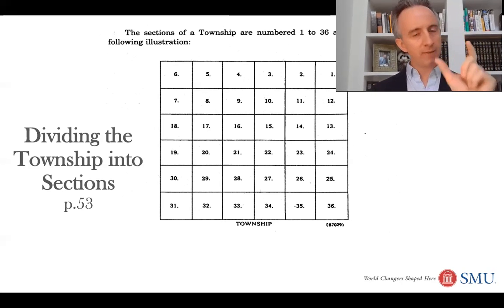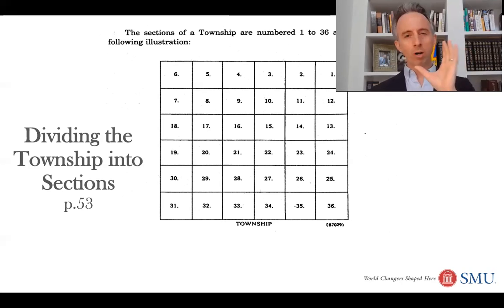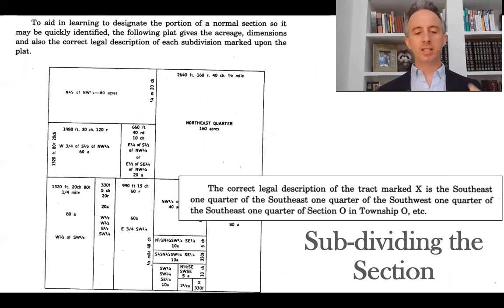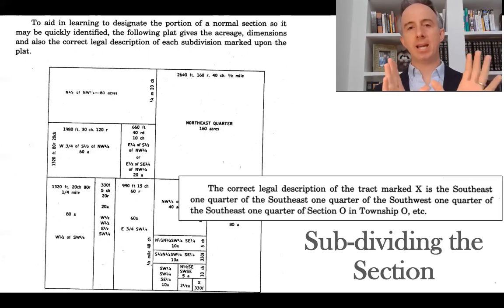Let's zoom in even further, because a section, 1 mile on a side, is 640 acres. That's still pretty big, so often that will be subdivided between lots of different landowners. You can see here we've zoomed in on that section. It's 640 acres total. If I just take 1/4, like that top right northeast quarter, that's 160 acres.